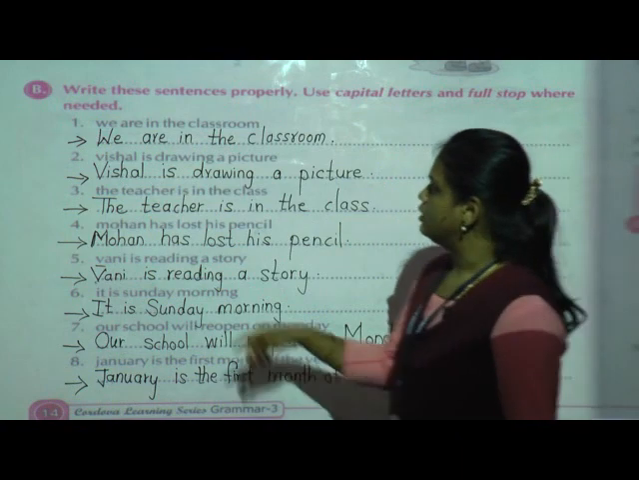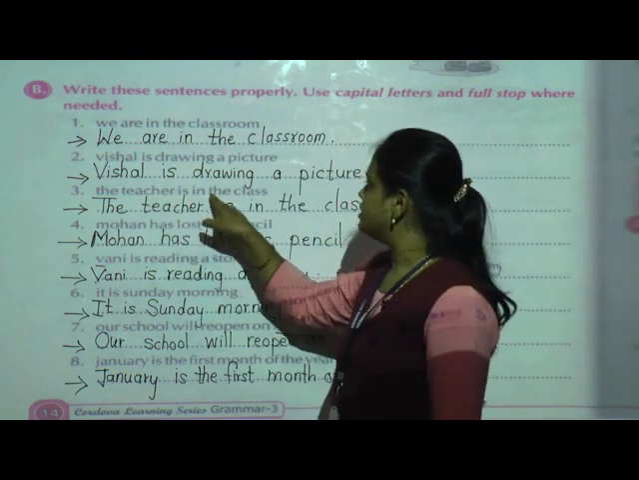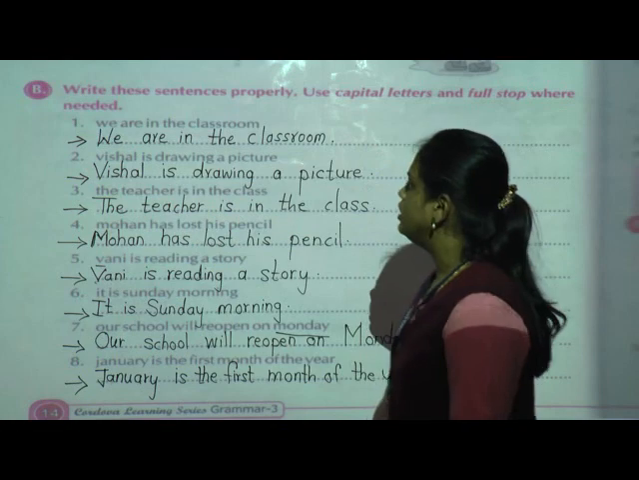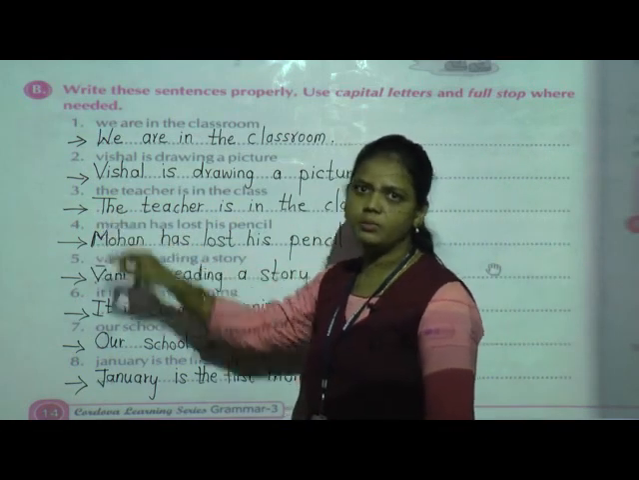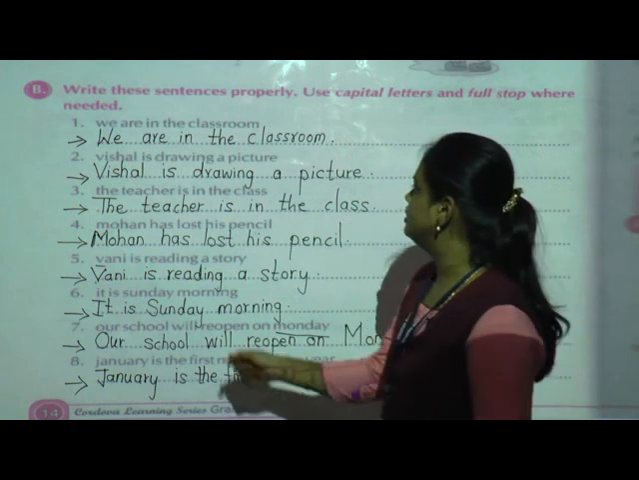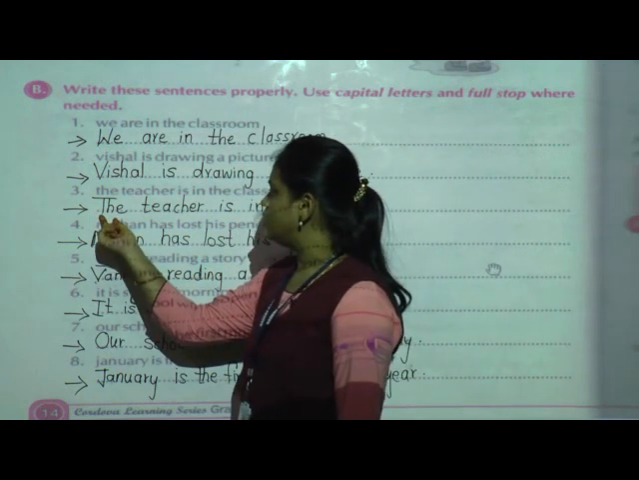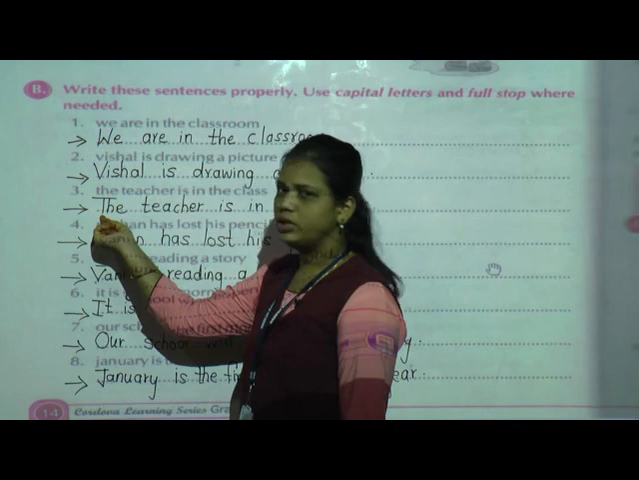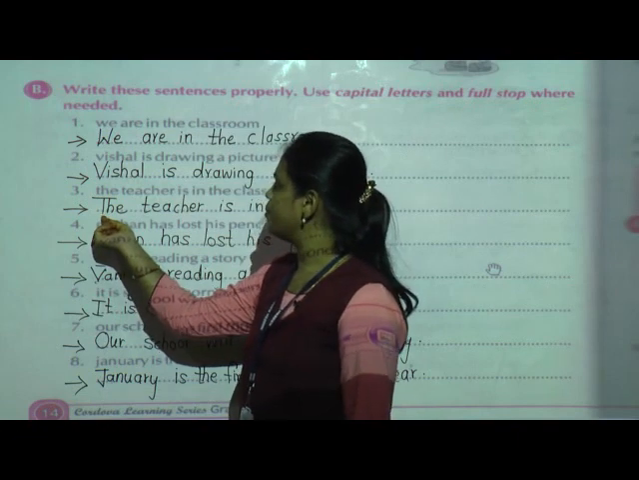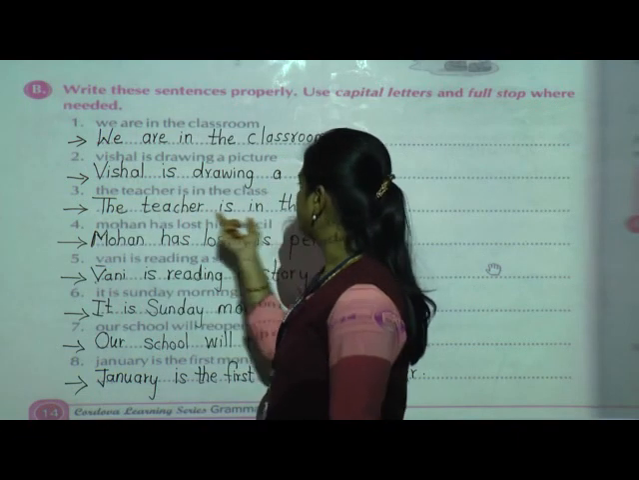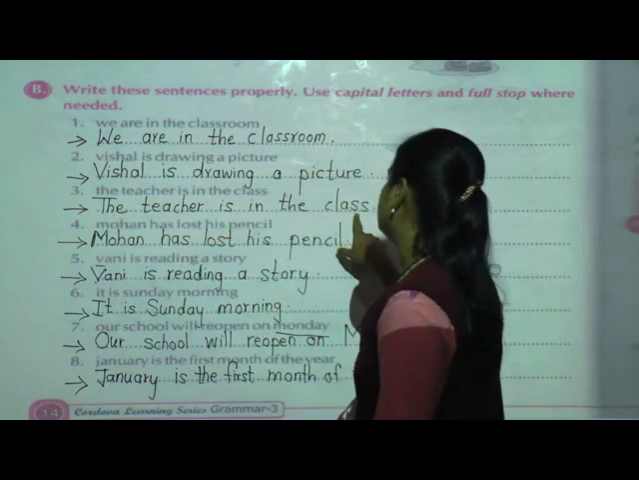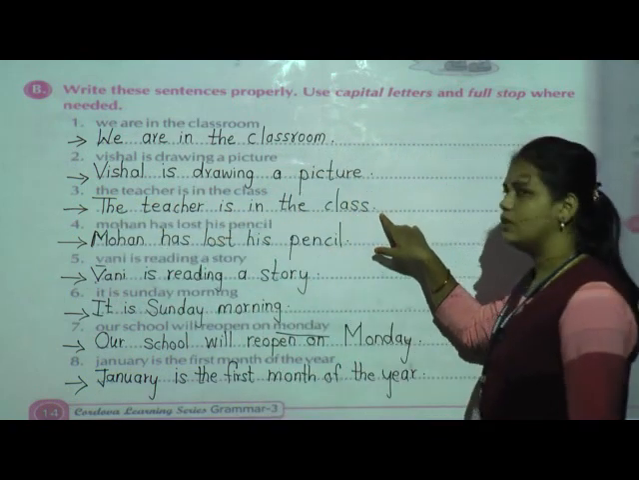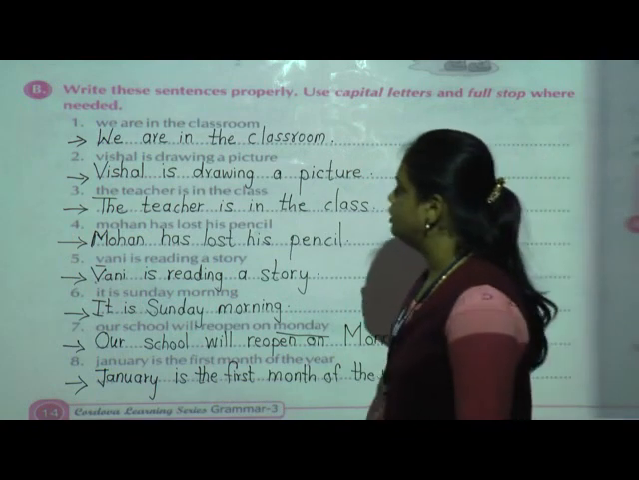Okay. Now the third one is: The teacher is in the class. Again we can see that whenever we begin a sentence, the first letter should be a capital. So here I have written T in capital. So the sentence formation is like this: The teacher is in the class. Then after the sentence, what have I given? Full stop.